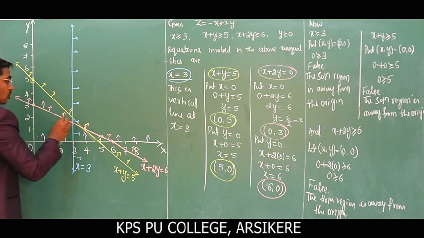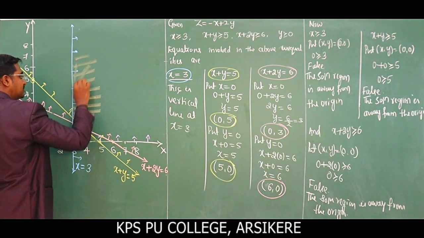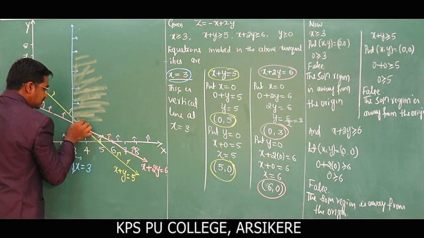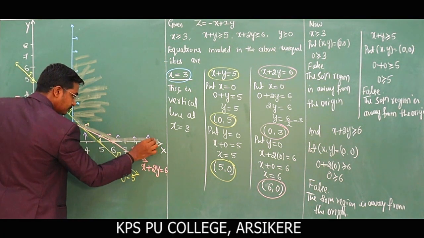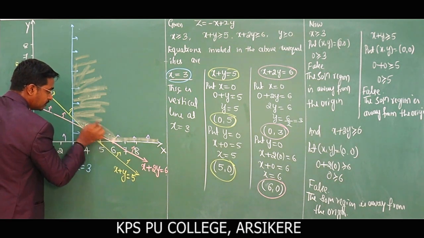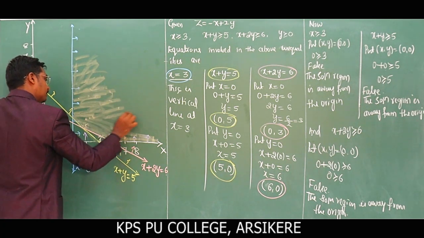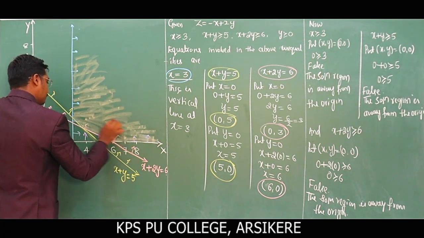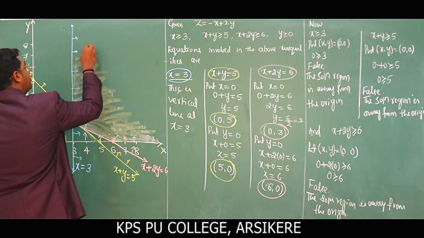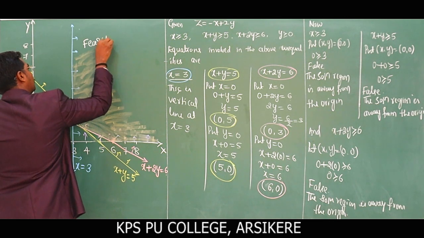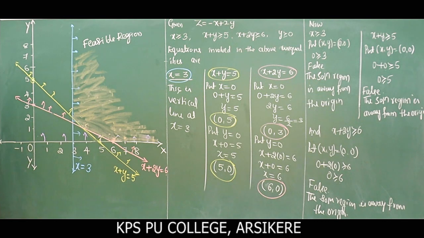So now draw the common region this way. You get this region which is common to all the constraints including the non-negative constraint y greater than or equal to 0. This is very important. So this is the region. Okay, this is called the feasible region, right? Feasible. Okay. So after finding the feasible region, what is the next step?